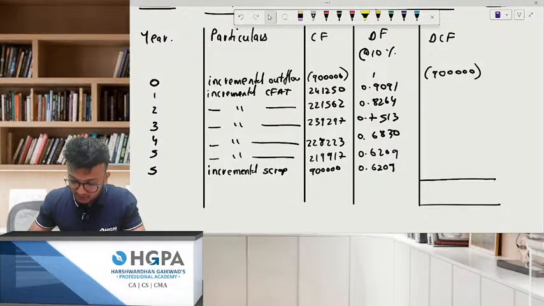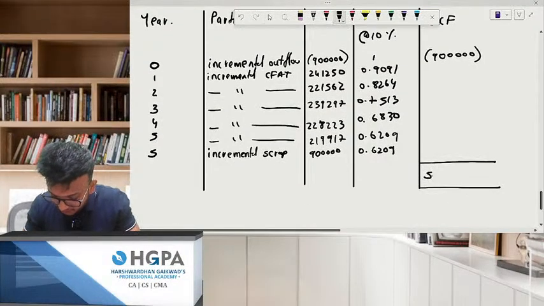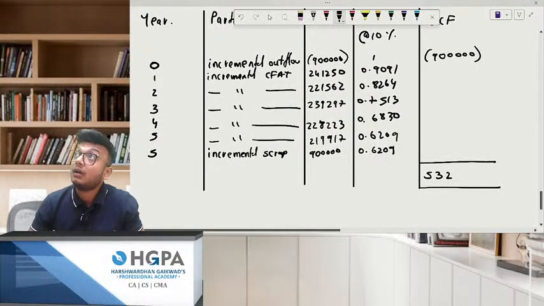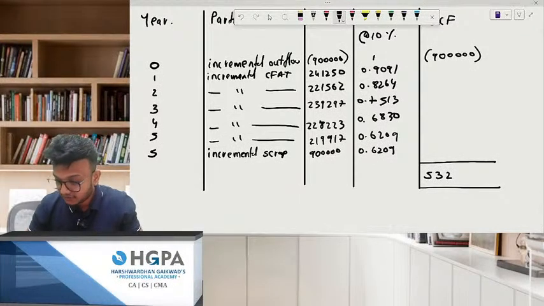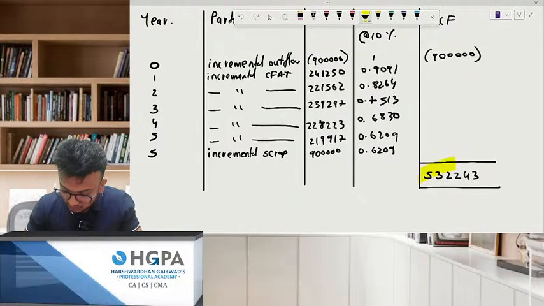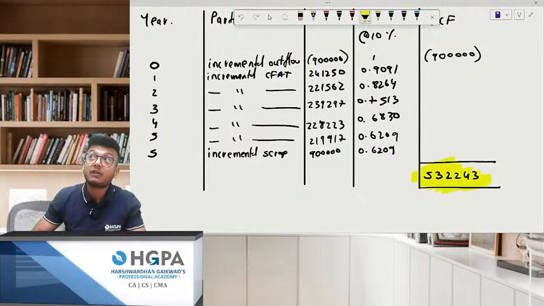Okay, I think we got an answer. We have got an answer. It is 5,32,000. My answer is 5,32,243. It might be because of the decimals and all, but your answer has to come in 5,30,000 only. 5,30,000 only your answer has to come.